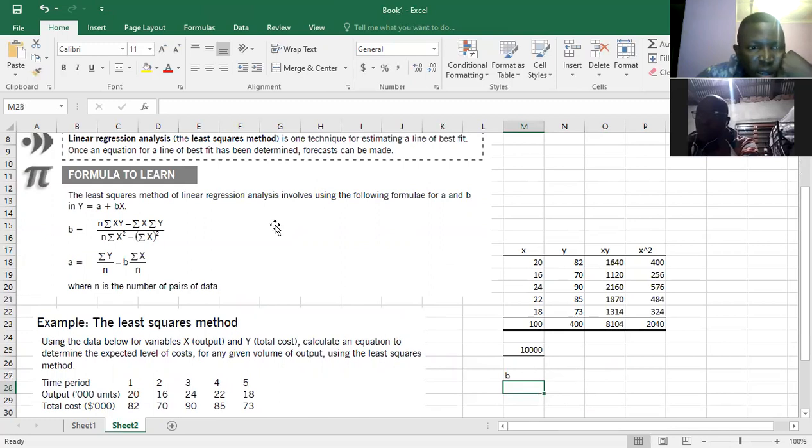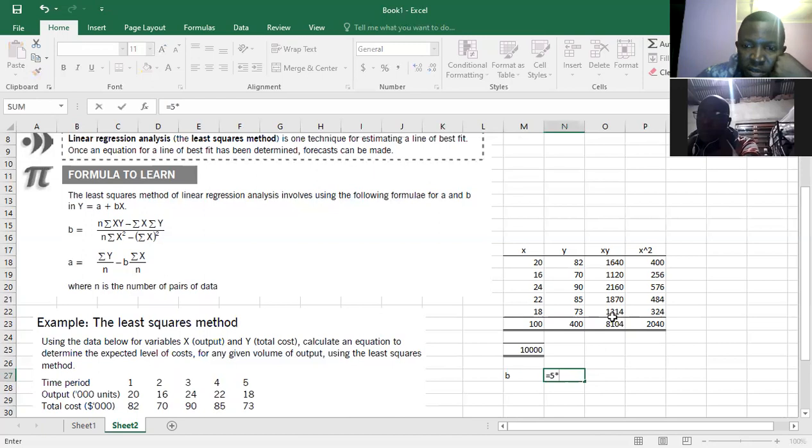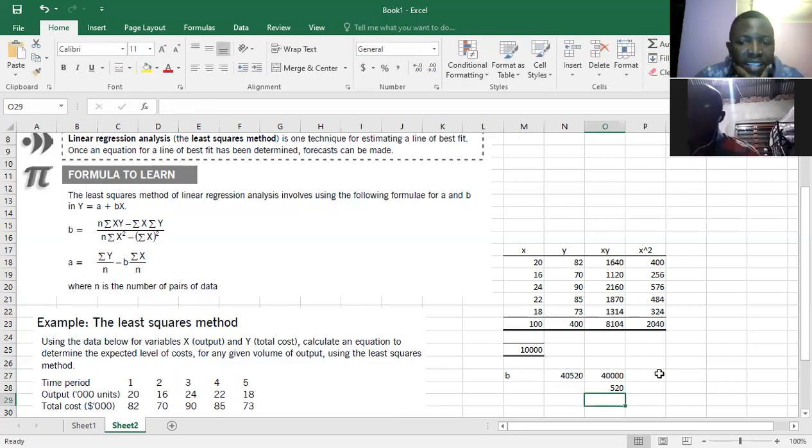We will need N is 5. Summation of XY is 8104. So we have 5 times 8104. That's here. Then here we have summation of X times summation of Y. So summation of X, summation of Y, 40,000. The difference is 520. That's upstairs.